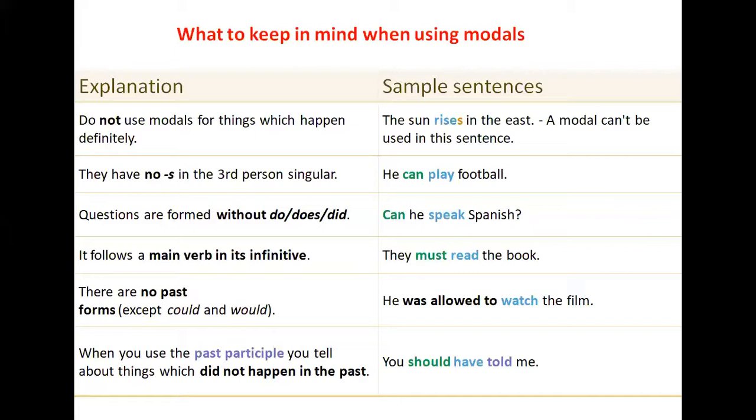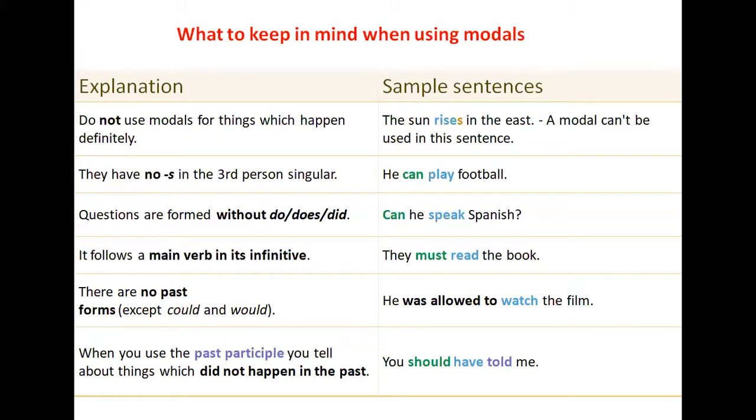He was allowed to watch the film. When you use the past participle, you tell about things which did not happen in the past. Just as I have already told you, this past participle is used with perfect tenses only, or when you make passive sentences. Sometimes it is used as an adjective also.